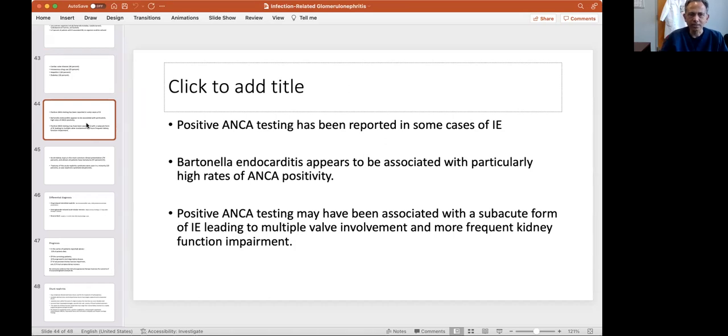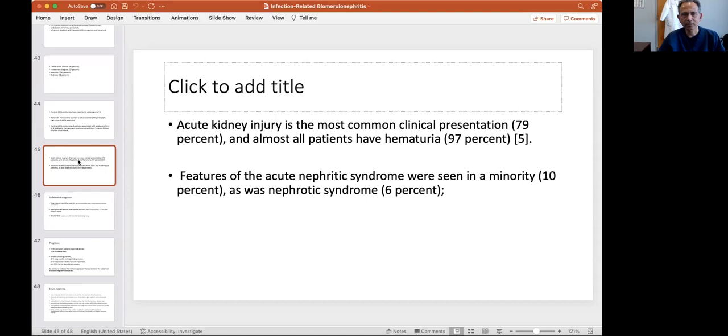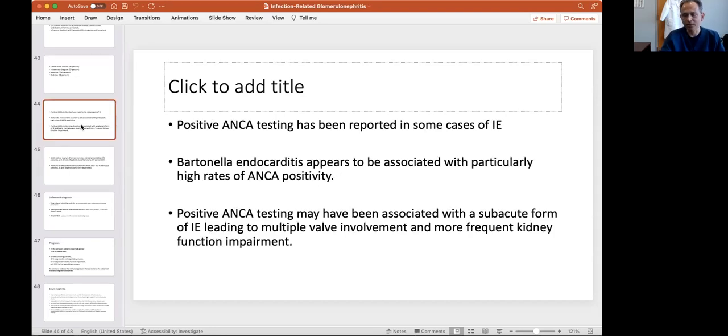So in that case, positive ANCA tests have been reported, and not a minority, a significant number of patients can be ANCA positive also. Particularly when the patient has a positive blood culture or the infection is caused by Bartonella, gram-negative endocarditis. In one case report, about 60% or 70% of cases were ANCA positive. What is the significance of ANCA positivity?